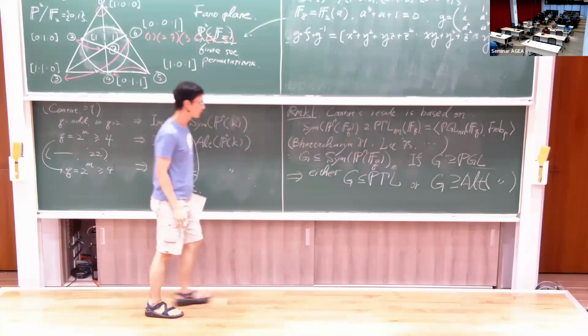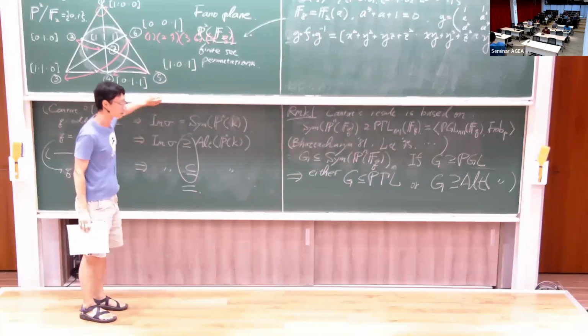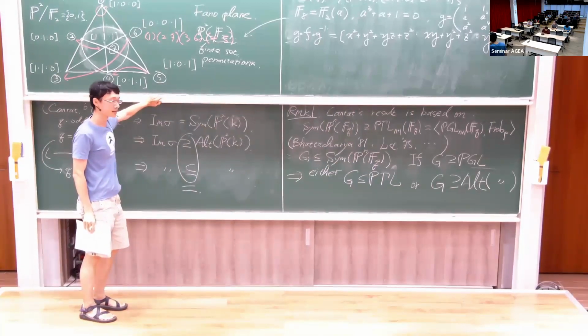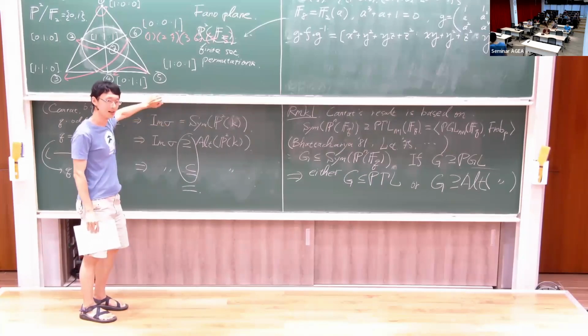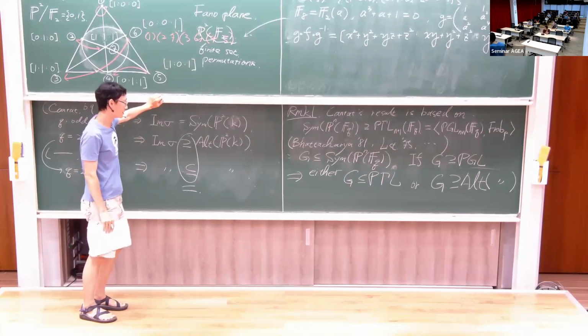If you have a group of permutations on rational points, and you already know that it contains PGL, then it's either a subgroup of collineations, or it contains all the even permutations. So this is a big result, and it's totally group theoretic. There's no deep algebraic geometry in this theory.